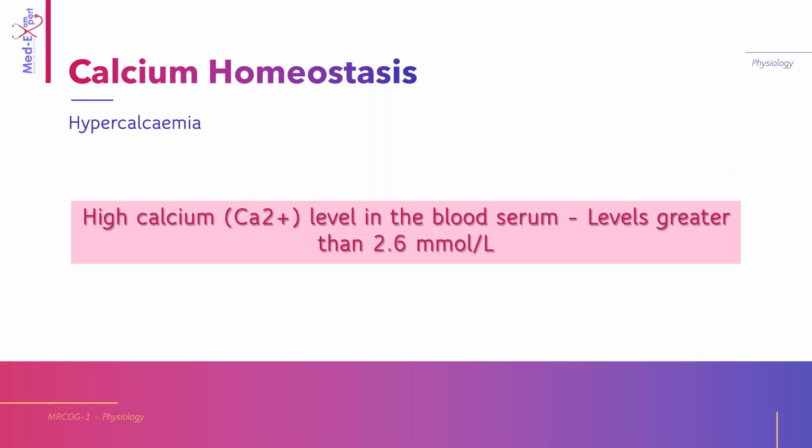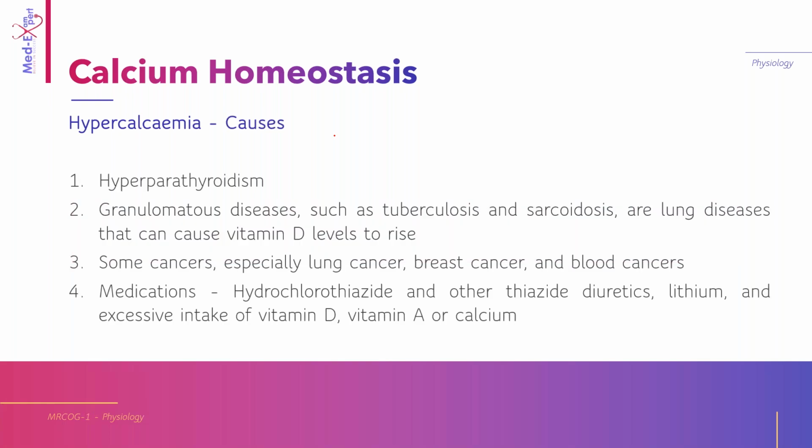Okay, so high calcium level in the blood, more than 2.6 millimoles per liter, is considered hypercalcemia. So levels more than 2.6 millimoles is considered hypercalcemia. What are the causes of hypercalcemia? Of course, the most important and the most common cause is hyperparathyroidism, whether primary or secondary, and so on.